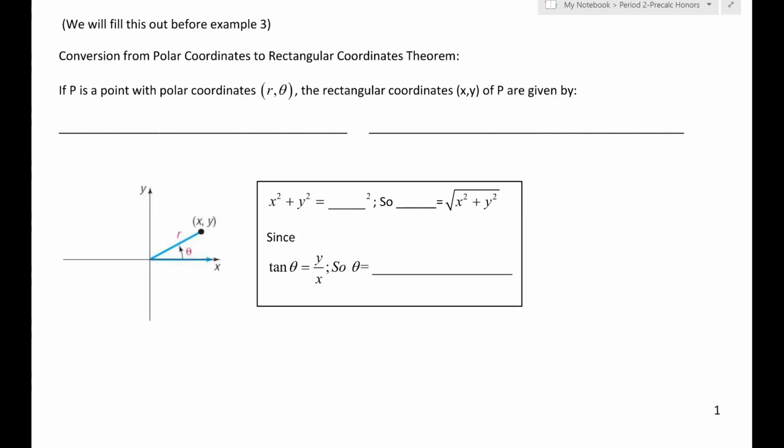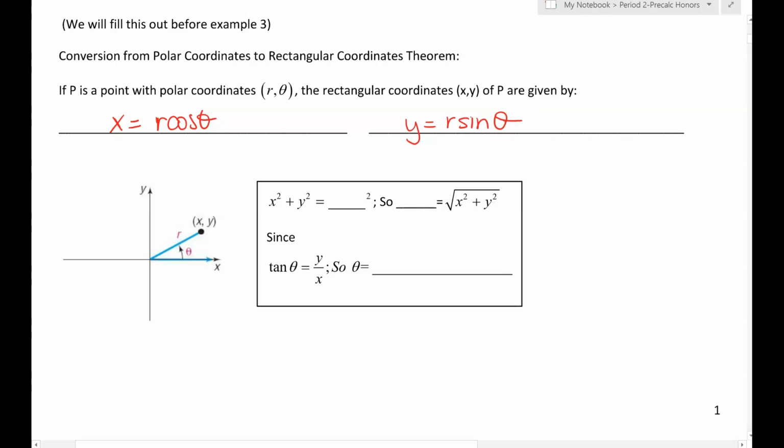Make sure you roll your paper all the way back up or flip all the way to the front page. Conversion from polar coordinates to rectangular coordinates theorem. If P is a point with polar coordinates r comma theta, the rectangular coordinates x comma y of the same point P are given by: to get x, it's always radius times cosine of theta, and to get y, it's always radius times sine of theta.